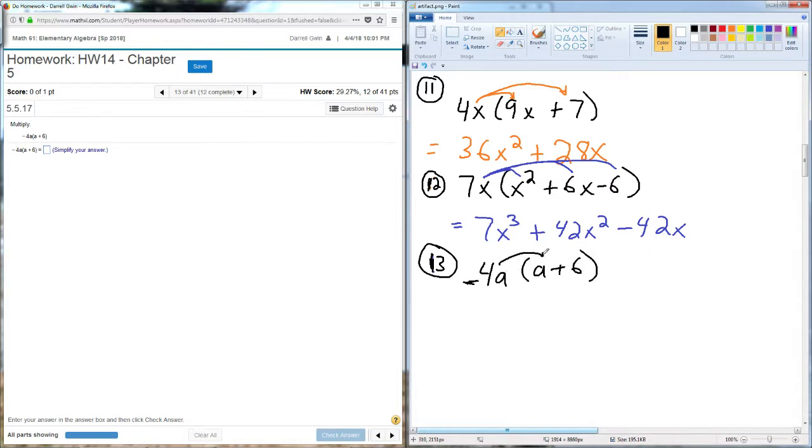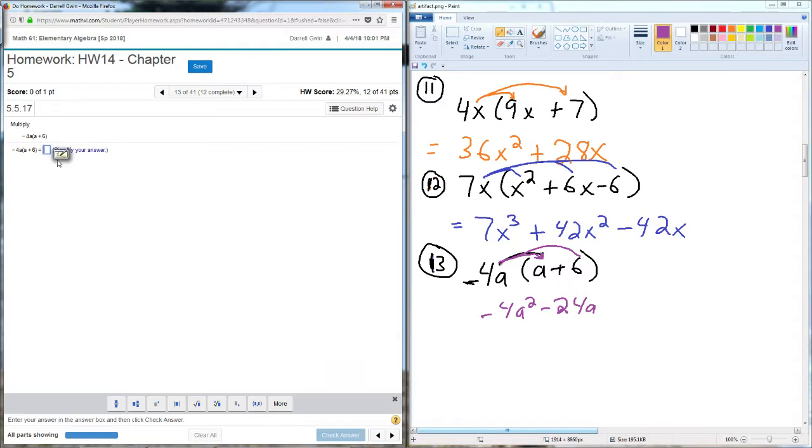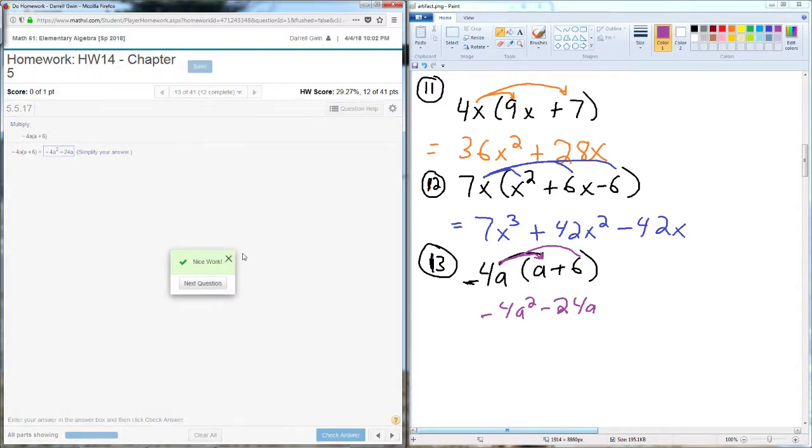Negative 4a times a. Negative 4a times a is negative 4a squared. A times a is a squared. Negative 4 times 6 is negative 24, and there's only one a between the two. Let's type it in. Negative 4a shift 6, that's the up arrow, squared, that's a 2, right arrow, minus 24a, enter. And there we go, the answer is correct.